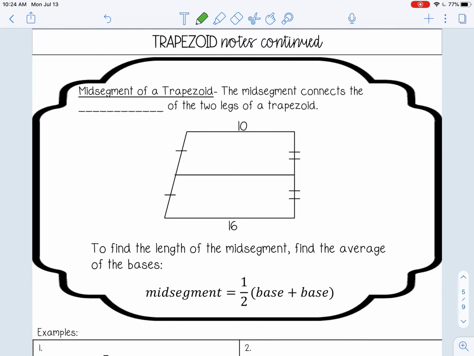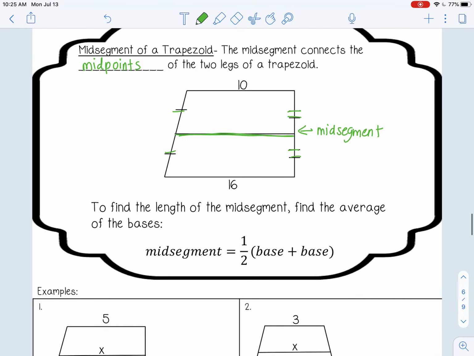So let's talk about the mid-segment of a trapezoid. The mid-segment connects the midpoints, which just means the middle, of the two legs of a trapezoid. So this is my mid-segment here. And it's going to divide the sides in half. It's cutting them in half.